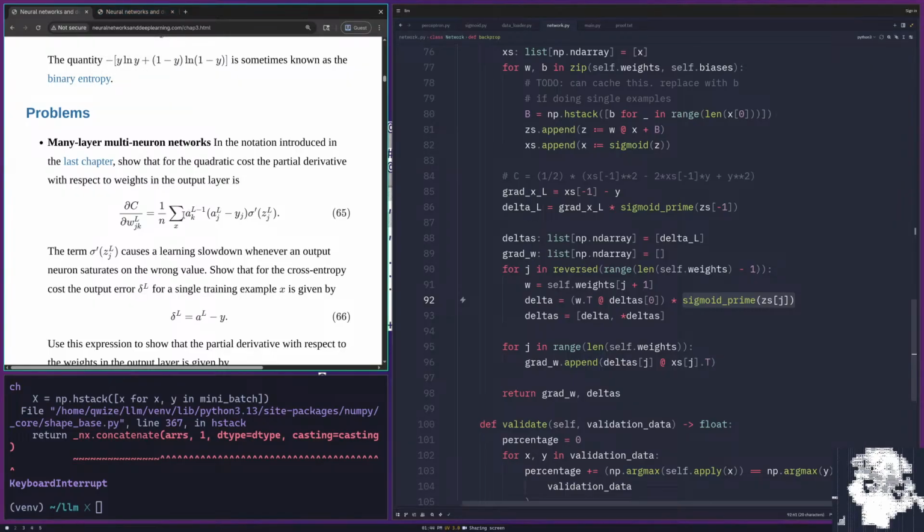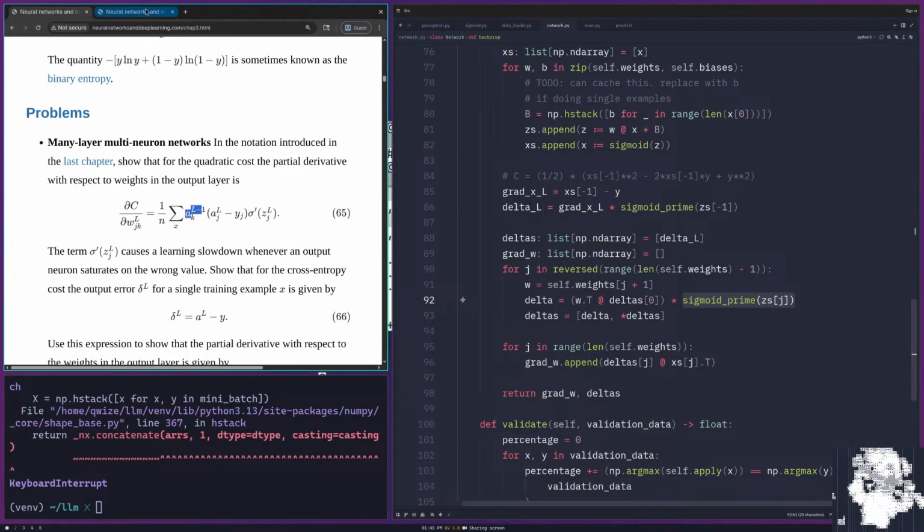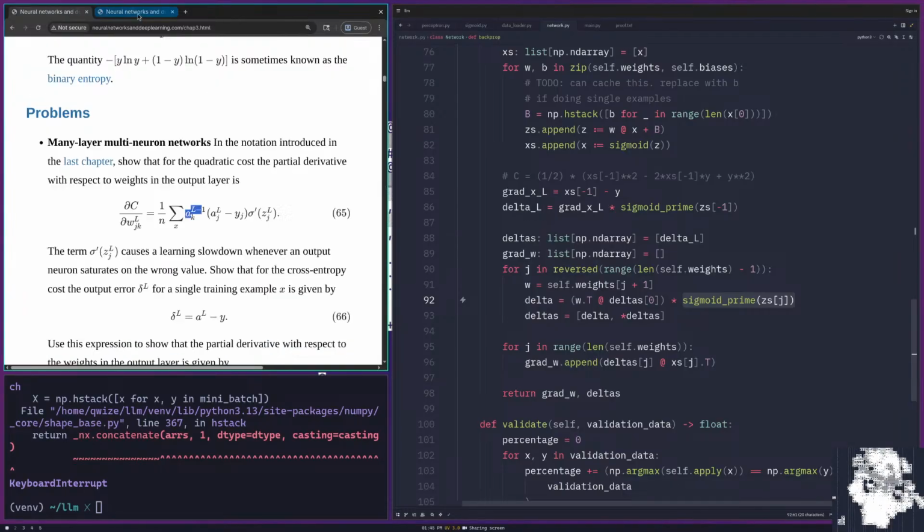So activation of last layer is right here. Delta of this layer, and we're talking about the final layer. So delta of this layer is this: derivative of C with respect to a, Hadamard product sigmoid prime of z. So here's your sigmoid prime of z, and this is going to be derivative of C with respect to a.